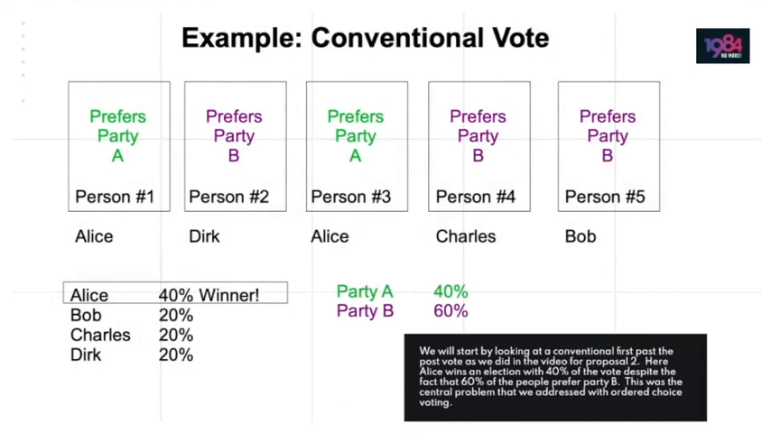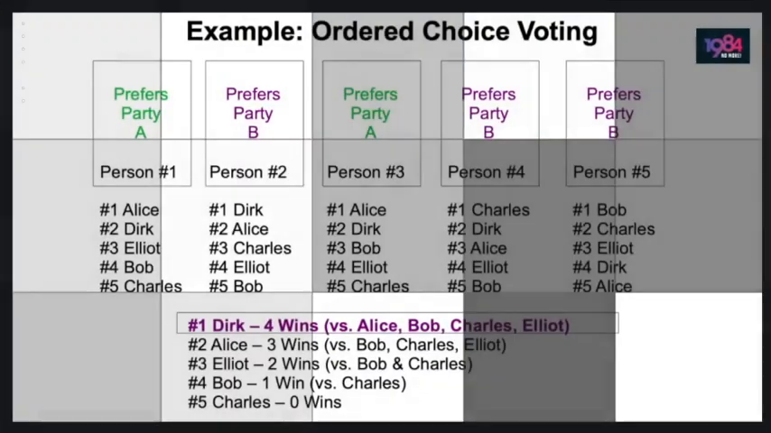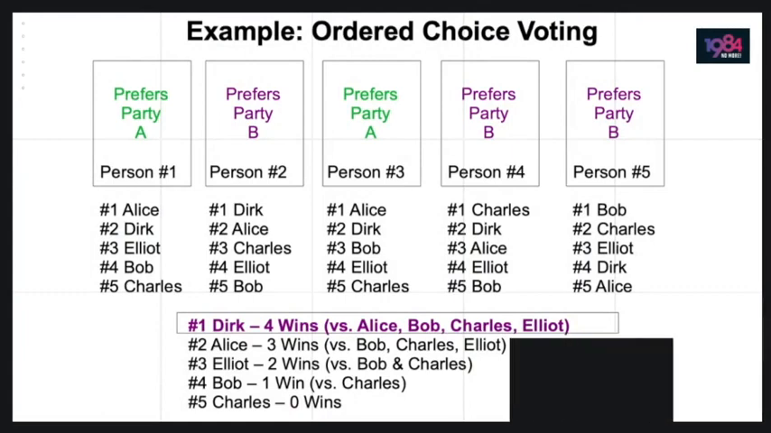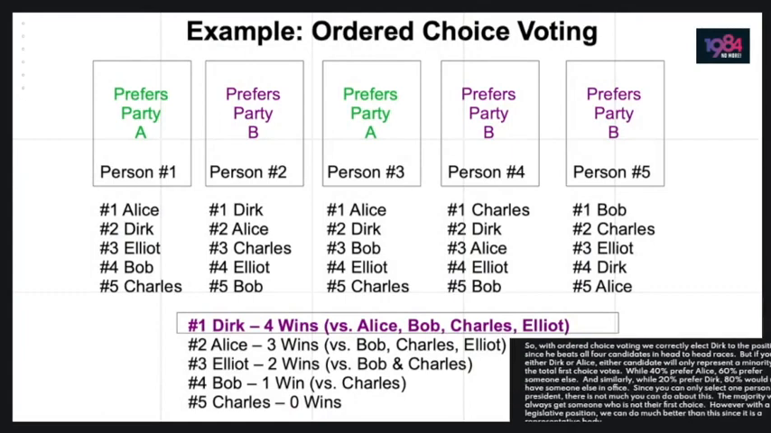Here Alice wins an election with 40% of the vote despite the fact that 60% of the people prefer Party B. This was the central problem that we addressed with ordered choice voting. So, with ordered choice voting we correctly elect Dirk to the position since he beats all 4 candidates in head-to-head races. But if you elect either Dirk or Alice, either candidate will only represent a minority of the total first-choice votes. While 40% prefer Alice, 60% prefer someone else. And similarly, while 20% prefer Dirk, 80% would rather have someone else in office.